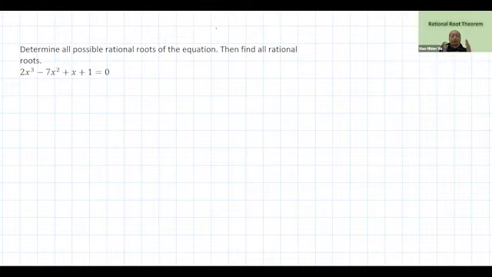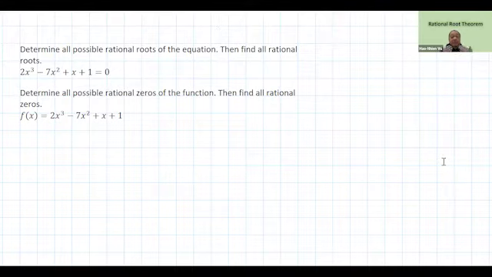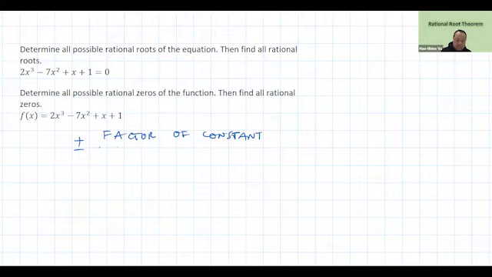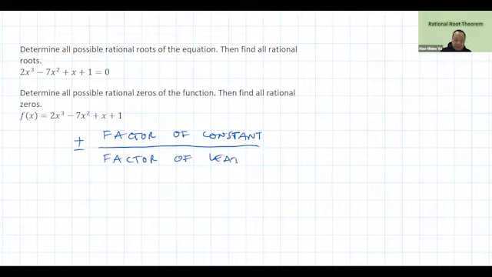Now, the root of an equation is also the zero of a function. So sometimes the question comes up like this. It's the same question, but instead of asking about the roots of an equation, they'll just ask about the zeros of a function. Either way, the approach is exactly the same. The rational root, or zero, is plus or minus a factor of the constant divided by a factor of the leading.